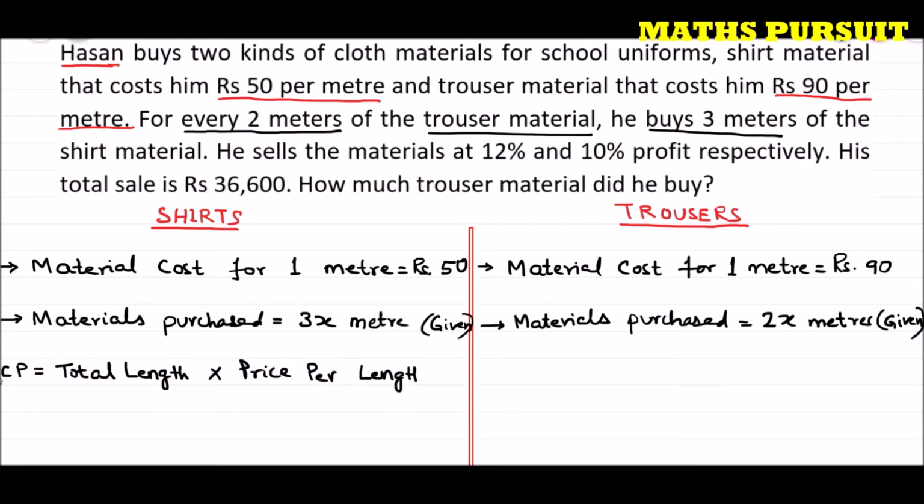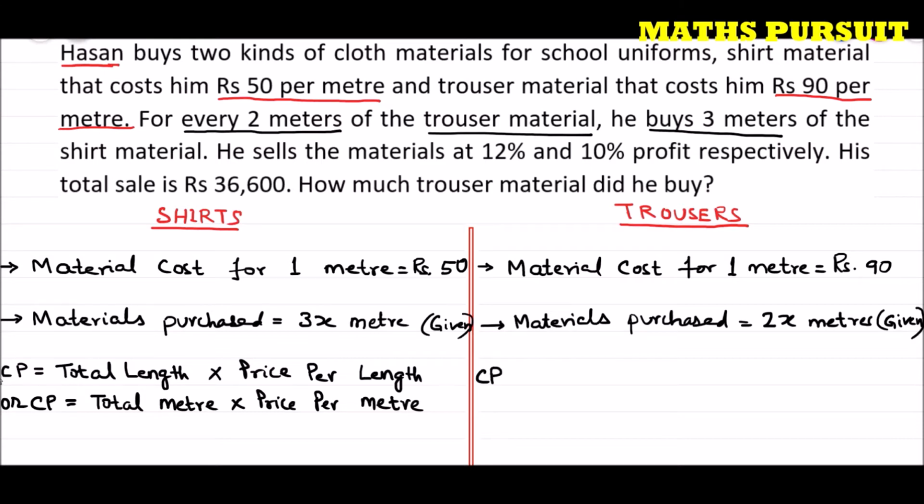Now guys, we know the total length that Hassan is purchasing, and we also know the price. So I can write cost price is equal to total length. Total length here is in terms of total meter. Let me write it in total meter here. Total meter into price per meter. I believe now there is no confusion.